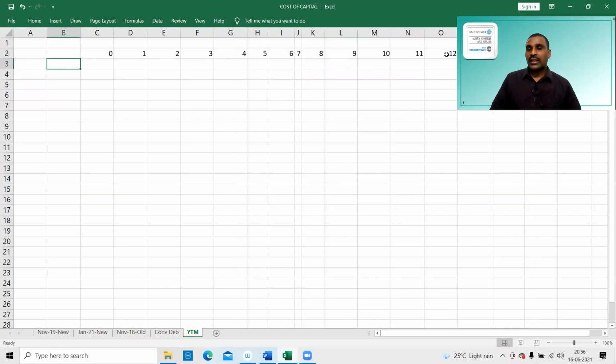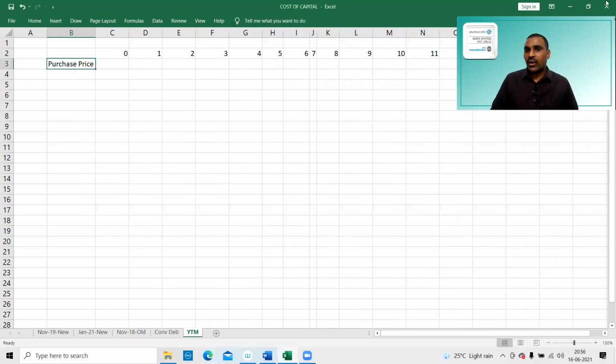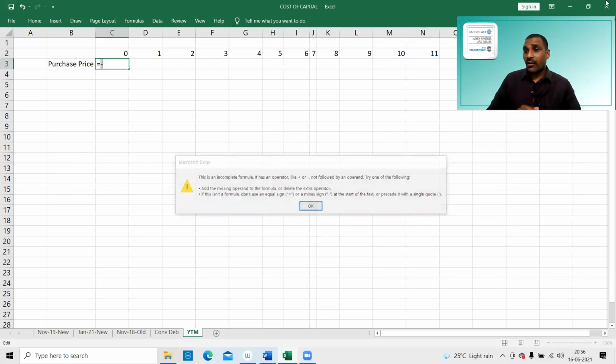So therefore, what is this point? What is the amount we'll get? So, market price, purchase price. Remember, all NPV we are going to calculate from the point of view of debenture holders. A debenture holder is the person who purchases the debenture. Therefore, for him, it is outflow.